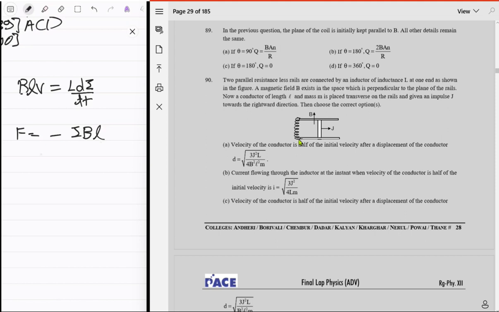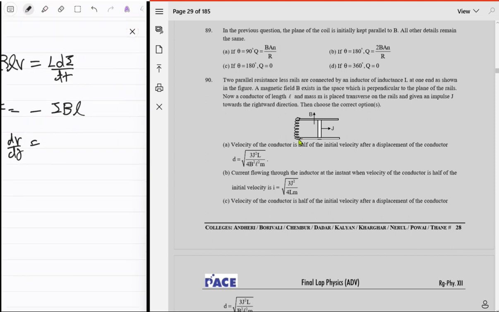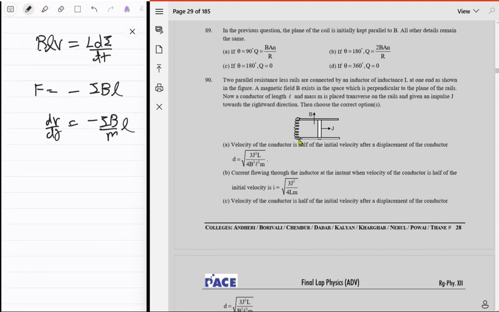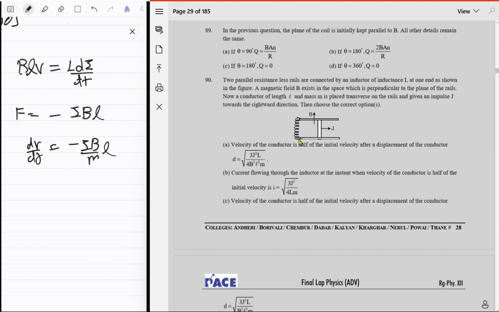So force is just that, which means like dV upon dt is equal to what? Negative I B L upon M. Yeah, right. So अगर मैं इसको डिफरेंशिएट करता हूँ, what do you get? It's like d squared v upon dt squared is equal to, और अब देखो सब कुछ ढूंढना क्या है? Velocity of the conductor, current also you have to figure out.